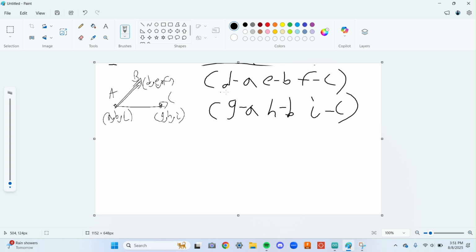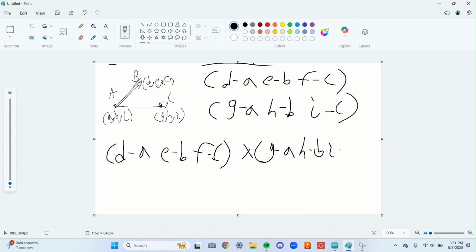So now we have 2 of these vectors, and they form a plane, right? So we can say the cross product of D minus A, E minus B, F minus C, crossed with G minus A, H minus B, I minus C, is going to be equal to some vector V. Let's say we evaluated this cross product using the shortcut I found, and we found that the 3 numbers were J, K, and L.